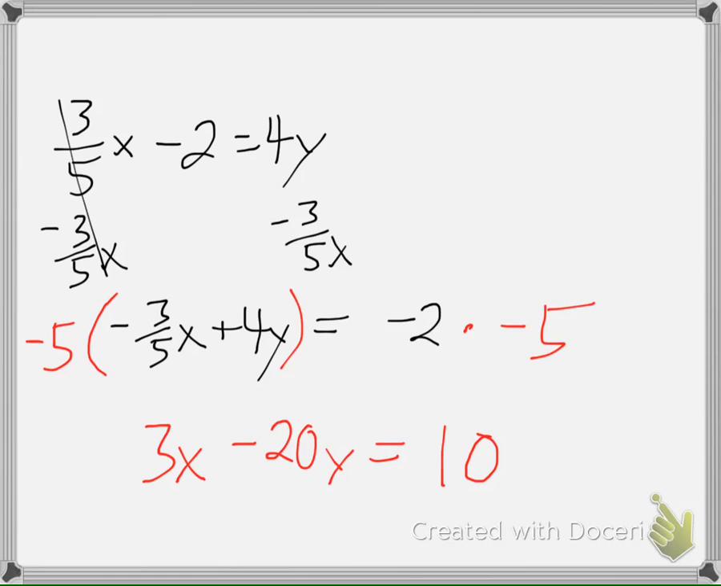All right, so standard form for this one is 3x minus 20y equals 10.